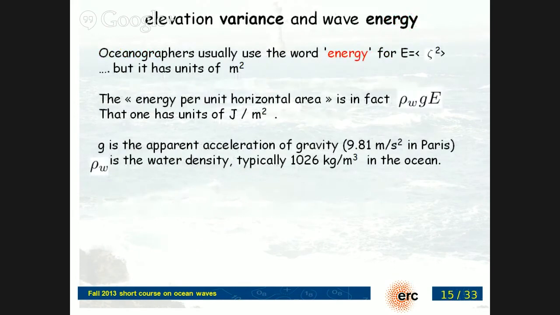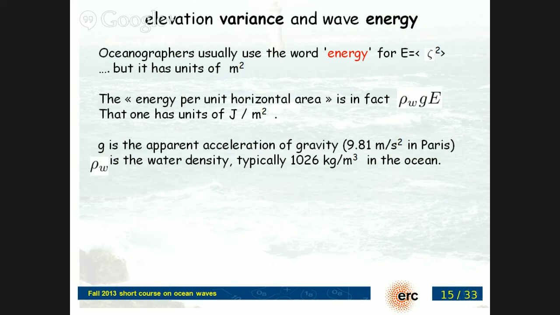Yeah, it's almost the energy, and I will call it energy, although the units of that are meters squared, and the proper energy is actually the water density times the gravity times this variance. So ρgE, that will be in joules per meter squared, right? So this is what should be real energy. But because it's kind of cumbersome to carry around this factor ρg, which is only a factor 10,000, we'll just call this E energy. That's an improper word, but this is what people do usually.